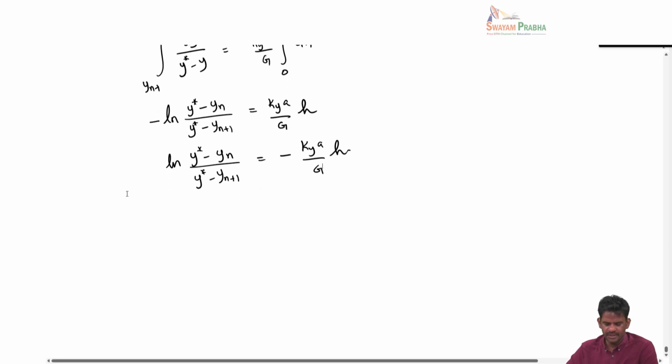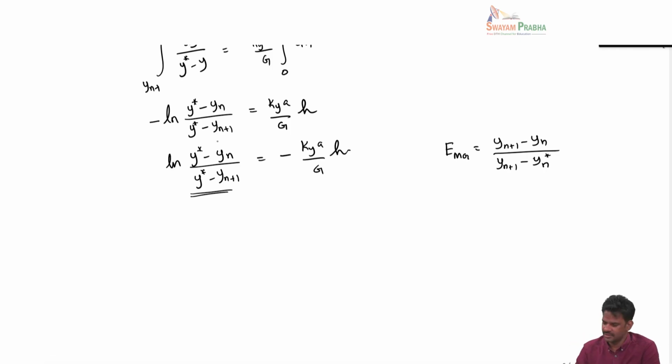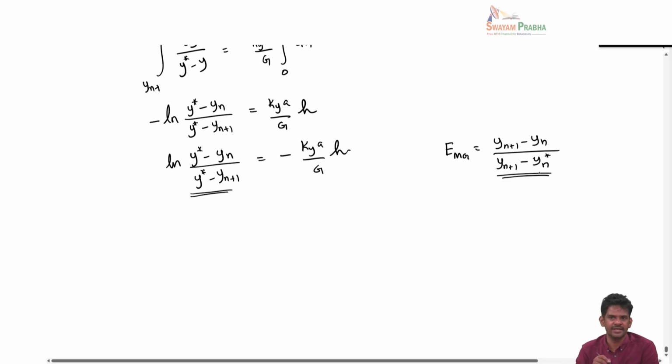So, what I am hoping is to rewrite this form into the definition of Murphy efficiency. Murphy efficiency is defined as (yn plus 1 minus yn), this is the actual change, by the maximum change that is possible, that is this. So, I want to rewrite this term in this way, so that I can introduce EMG in this formula.